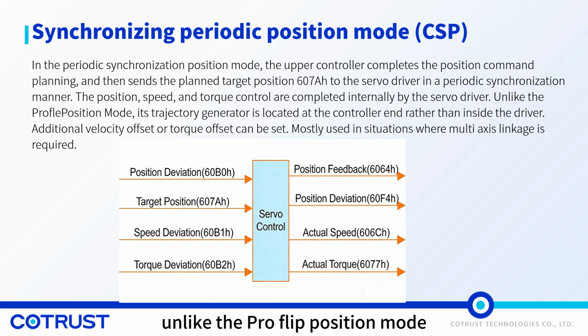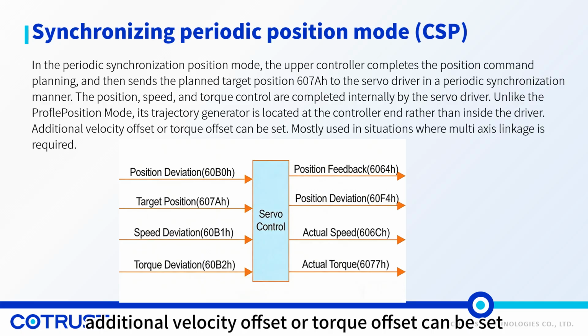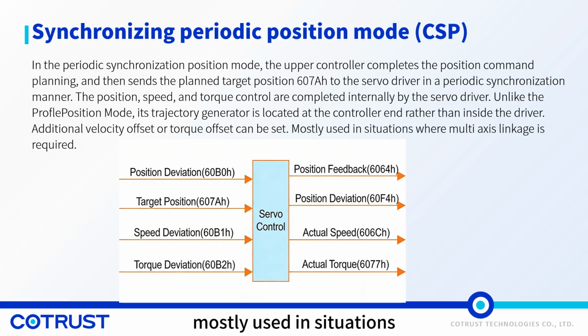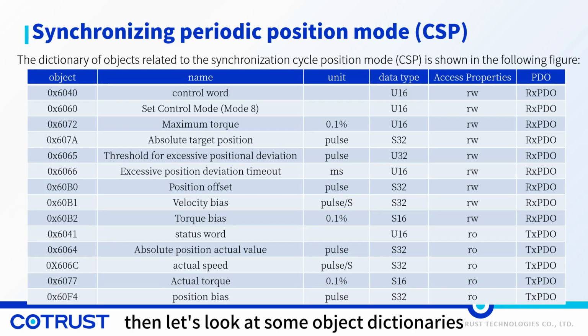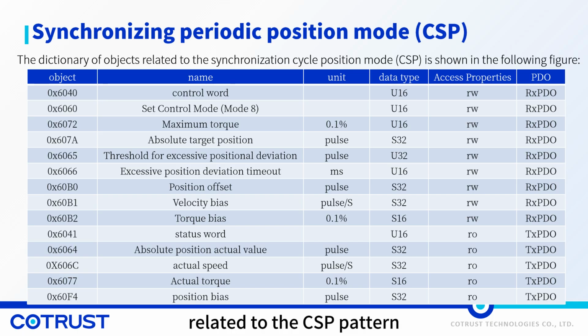Unlike the profile position mode, its trajectory generator is located at the controller end rather than inside the driver. Additional velocity offset or torque offset can be set, mostly used in situations where multi-axis linkage is required. Then let's look at some object dictionaries related to the CSP mode.